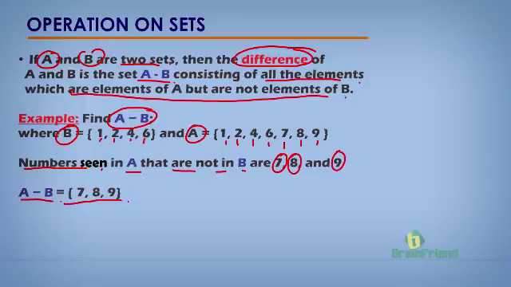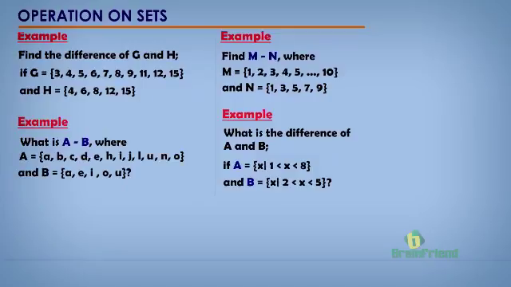If you took careful observation, you would notice that A has 1, 2, 4, and 6. If we cross that out, 1, 2, 4, and 6, the elements we have left are 7, 8, and 9. Hence, we have our difference. Let's go on. Let's take some quick examples.